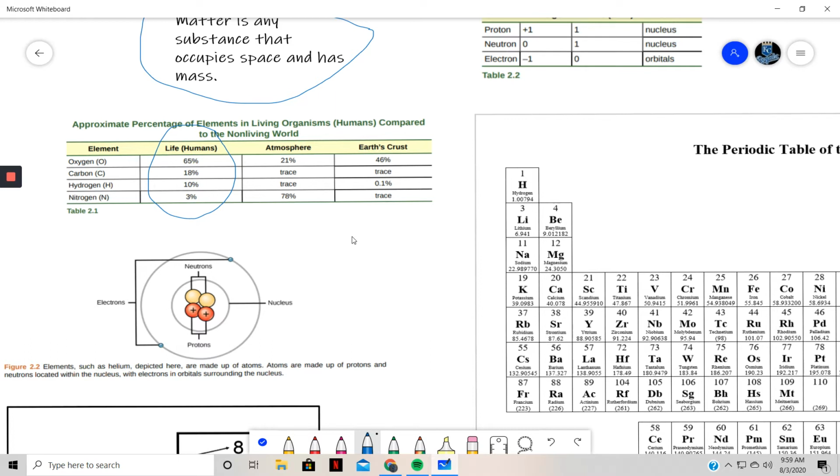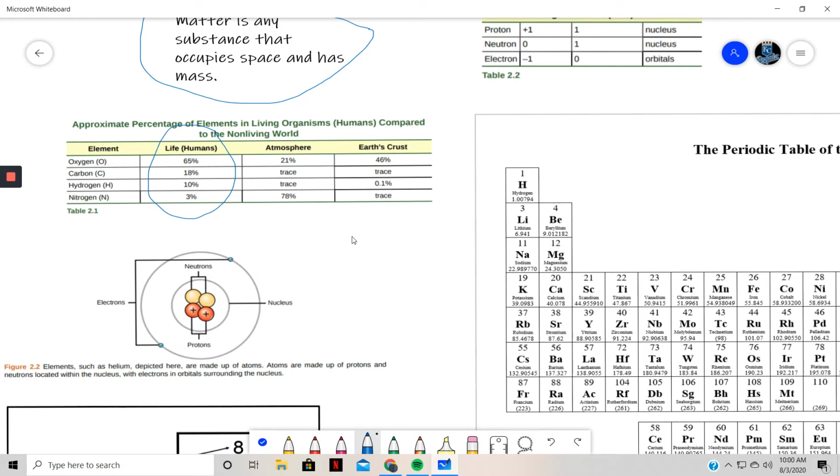This is a percent within a person, 65% of it is oxygen. And you may be thinking, well, I thought that we were like 70% water. True, but think about what water is made up of.